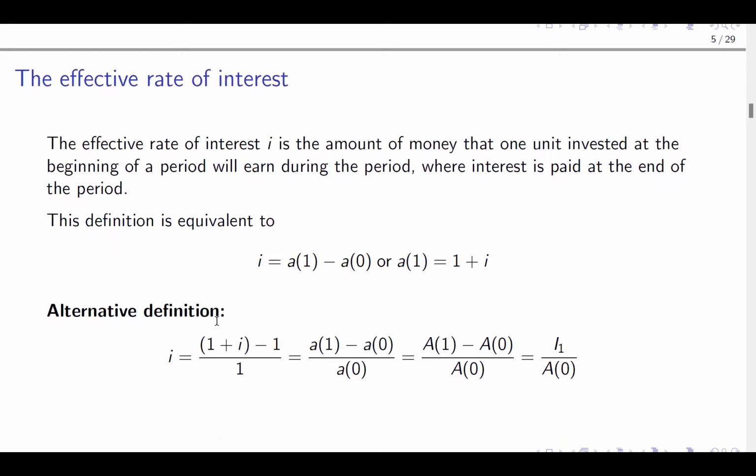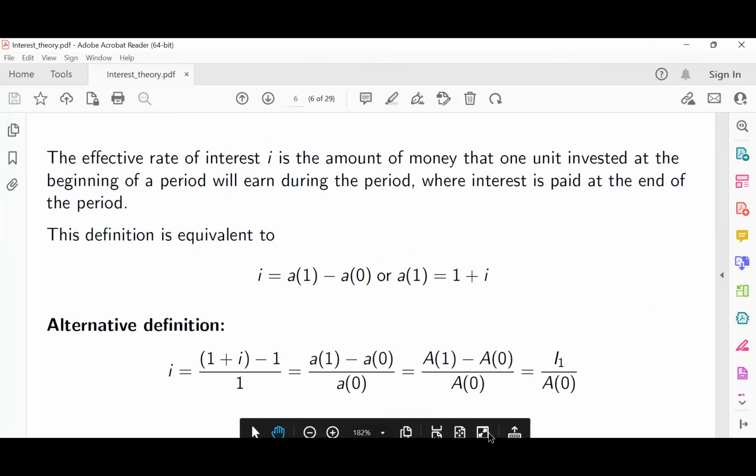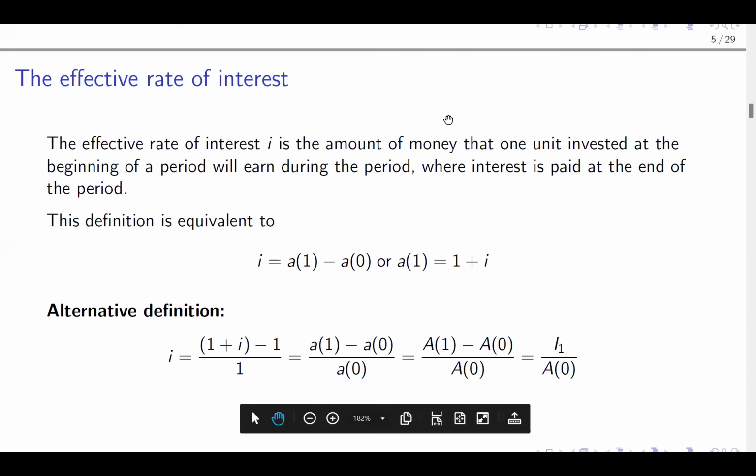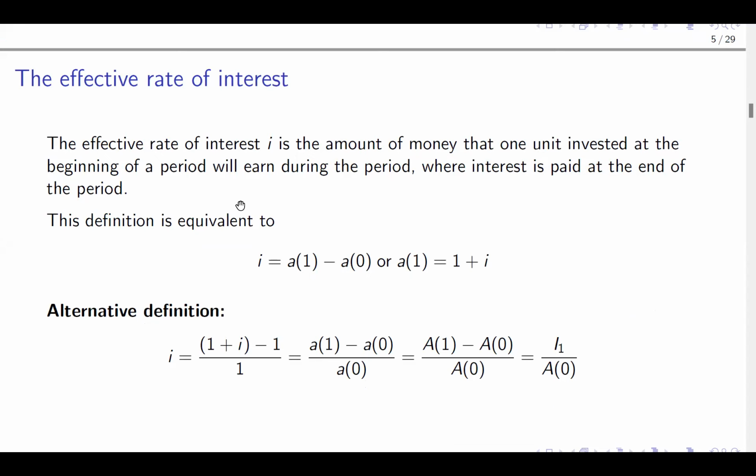Now we want to look at the effective rate of interest. So these are all relevant and important definitions and terms you need to understand when you are studying interest theory. What is the effective rate of interest? We are using i to represent our effective rate of interest. It is the amount of money that 1 unit invested at the beginning of a period will earn during the period, where interest is paid at the end of the period.